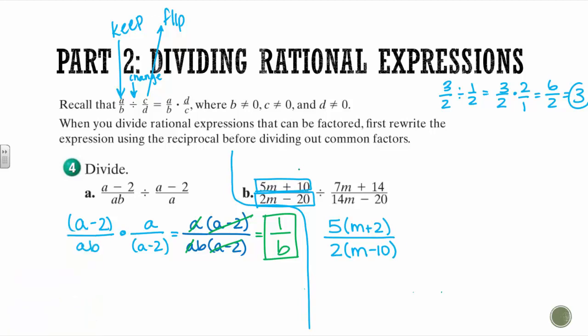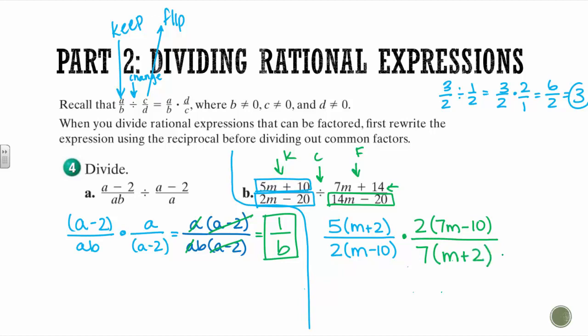And then, remember, you keep this the same, you change the sign to multiplication, and you flip this guy over. KCF. Keep it, change it, flip it. So this is going to go on top now. And these guys, again, have something in common. They both have a 2. I'm left with 7m minus 10. And this goes on the bottom now. And they both have a 7 in common, and I have an m plus 2.